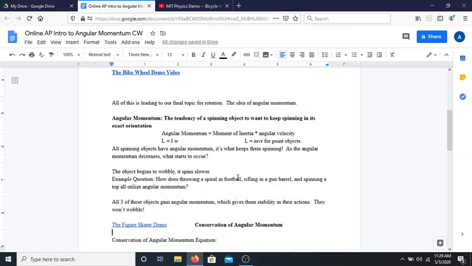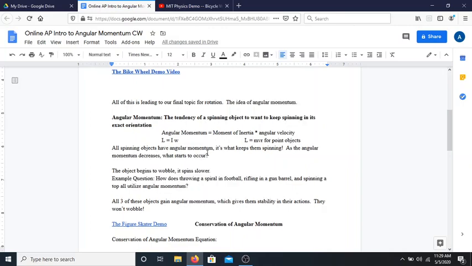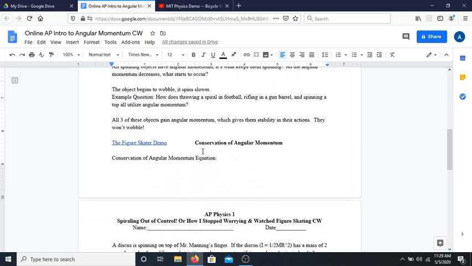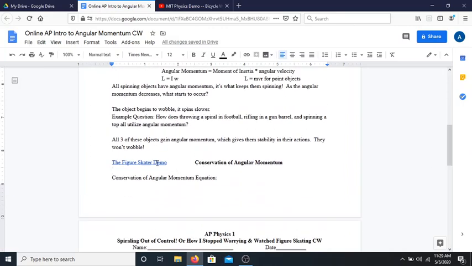Okay, and I do apologize. I know angular momentum is something that's really useful to observe, and unfortunately we just don't have any observations that we can do in this question, but there are a ton of things that you can easily do just by looking it up online.